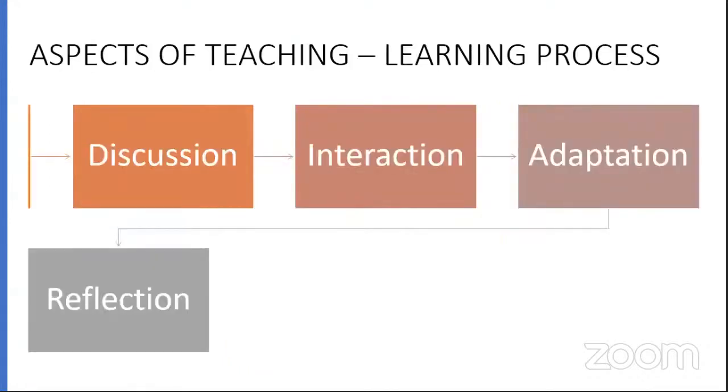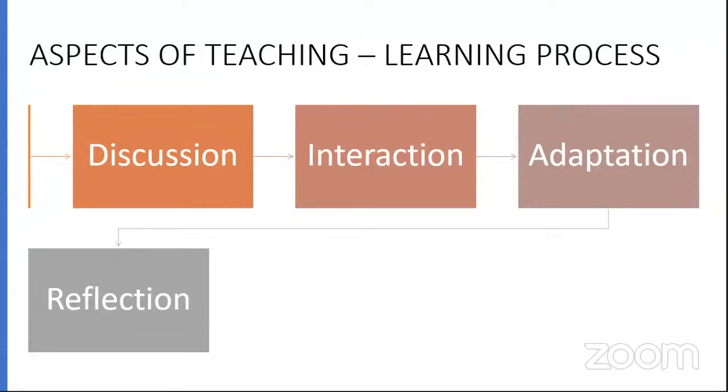Aspects of teaching learning process. It is informative to examine the ideal teaching learning process as proposed by Diana Laurel. So she argues that there are 4 aspects of teaching learning process. They are discussion, interaction, adaptation, and reflection. Let us discuss one by one.